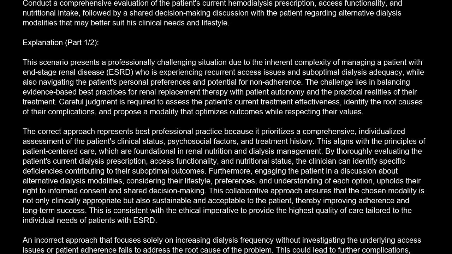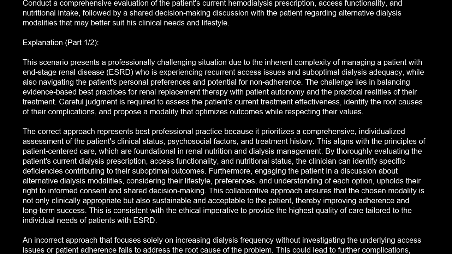Careful judgment is required to assess the patient's current treatment effectiveness, identify the root causes of their complications, and propose a modality that optimizes outcomes while respecting their values. The correct approach represents best professional practice because it prioritizes a comprehensive, individualized assessment of the patient's clinical status, psychosocial factors, and treatment history. This aligns with the principles of patient-centered care, which are foundational in renal nutrition and dialysis management.